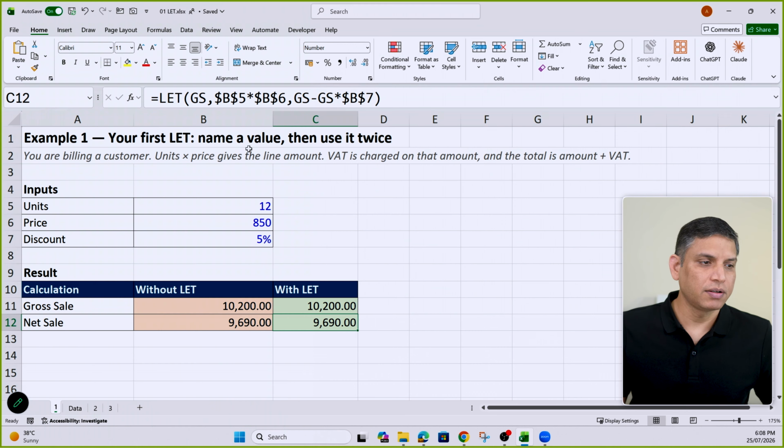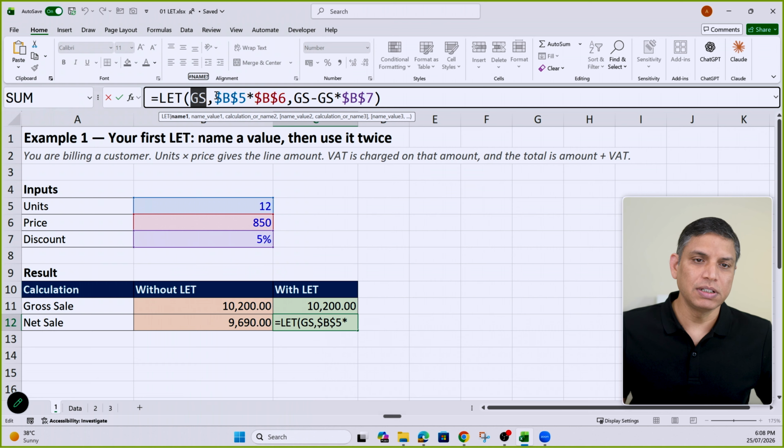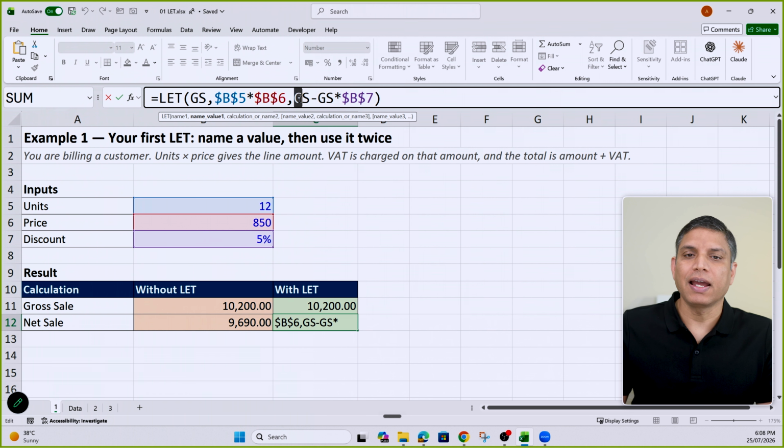Everyone clear so far? What I have done? I can name a variable with any formula or any hard-coded values, and then I can again and again use that same variable rather than saying B5 multiplied by B6. Maybe I may need it 5-6 times also in some scenarios. So that's the role of that function. Now this was a very, very simple formula to make you understand what it does. Now let's get into the reality part.